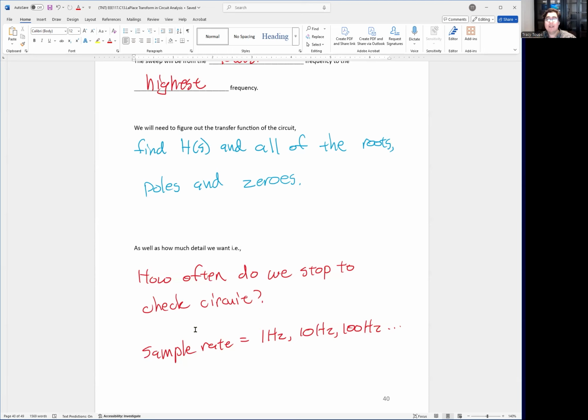Now, obviously, if you poll every hertz, you're going to get a lot of information. You're going to have a very, very detailed, very accurate graph, very precise knowledge of what's going on in the circuit. But the second question is, do you want to sit there and do it 10,000 times? Probably not. So there's a middle ground, right? You don't want the sampling rate too small because it's going to take forever to do all the work. But you don't want it too big because then you're going to lose information.